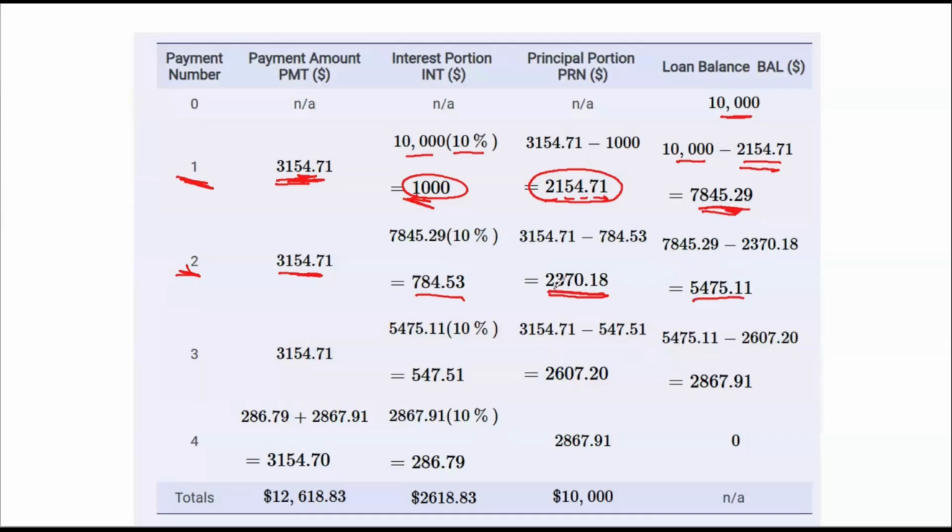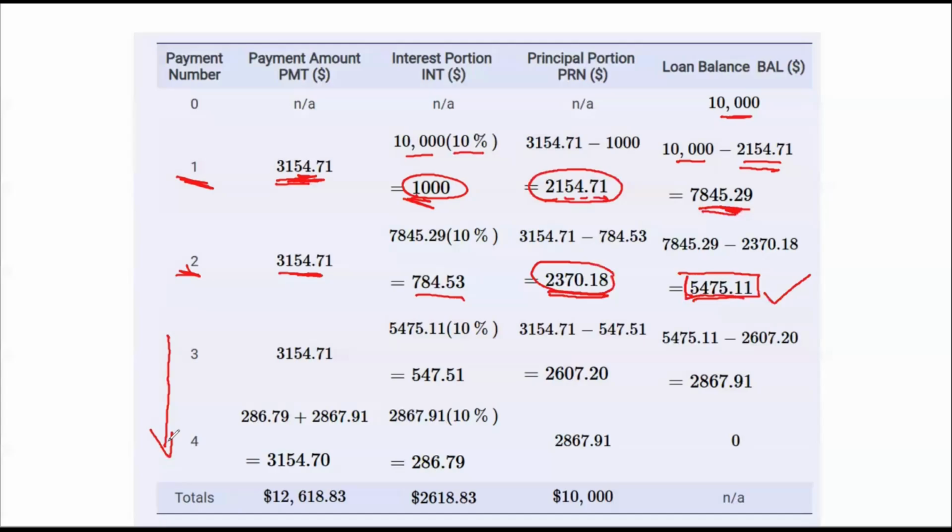How do you get that? You owe them $7,845.29. You pay them towards that amount $2,370.18, right? Towards that loan that you owe them. So you get $5,475.11. This is what you owe them now at the end of the second year. And you repeat that procedure right now. Right? You repeat the process every year.